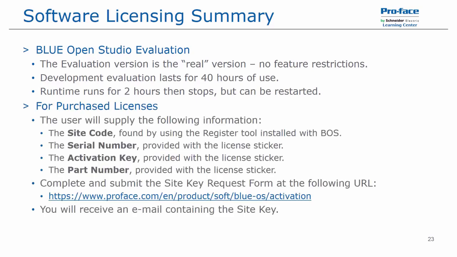For purchase licenses, the user will need to supply the following information to generate the license. It will be the site code, which is found on the registration tool installed with Blue Open Studio, the serial number, an activation key, and part number, which will be provided on the silver ProFace license sticker. And then you will complete and submit the site key request form at the following URL. You will then receive an email containing the site key.